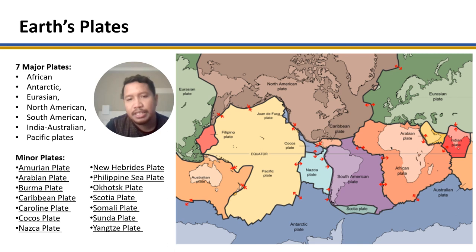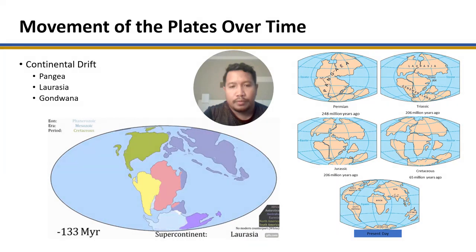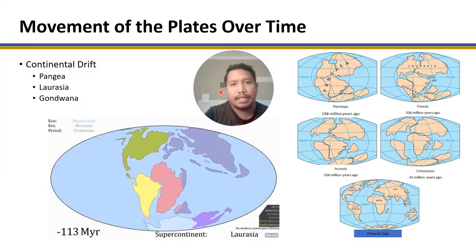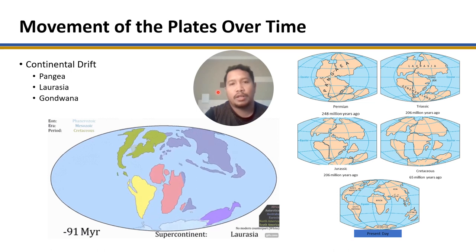These major and minor plates are divided based on the plate boundaries that were created due to the convection of the mantle that we have discussed earlier. There are different types of plate boundaries that we will discuss later in this lecture. But before that, let's take a look at the movement of the plates over time.